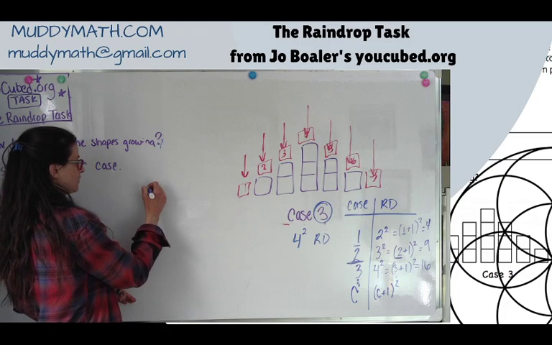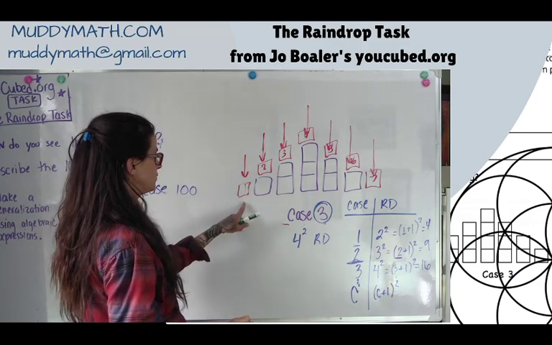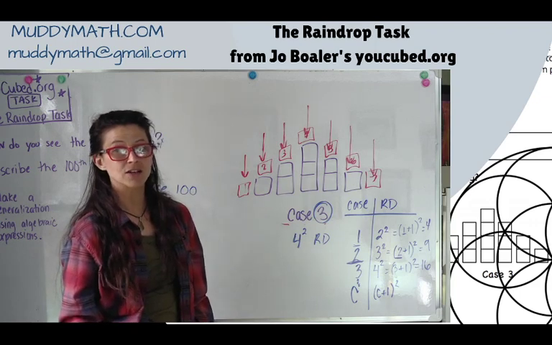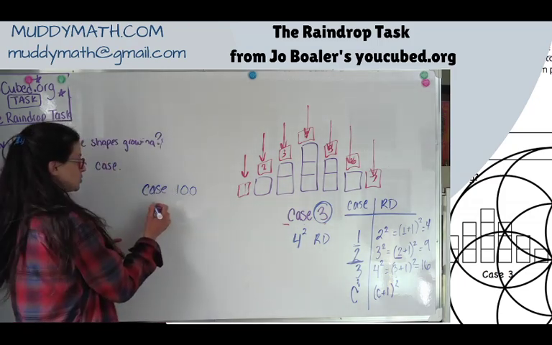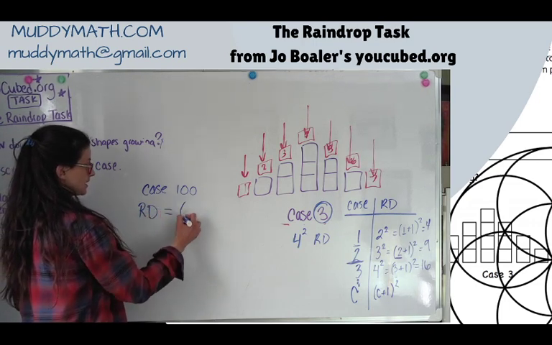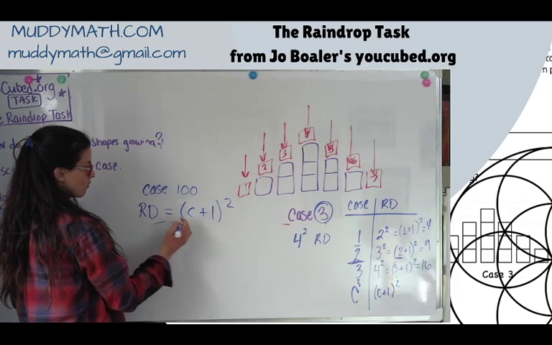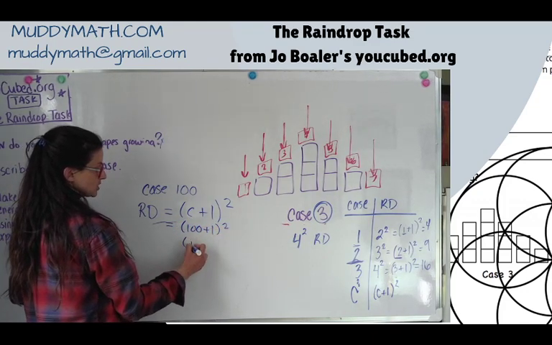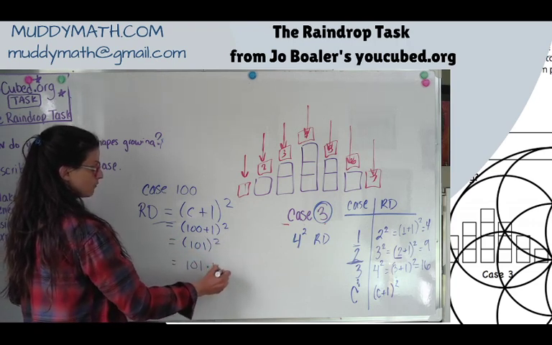But let's see, so if we have case 100, whoa. So let's think about this one really quick. This was case 3. It had 1, 2, 3, 4, 5, 6, 7 columns. How many columns would case 100 have? That's another good question. But case 100, how many raindrops is it going to have, first of all? So the raindrops that it has is the case plus 1 squared. So that's going to be equal to 100 plus 1 squared, which is 101 squared, which is 101 times itself.